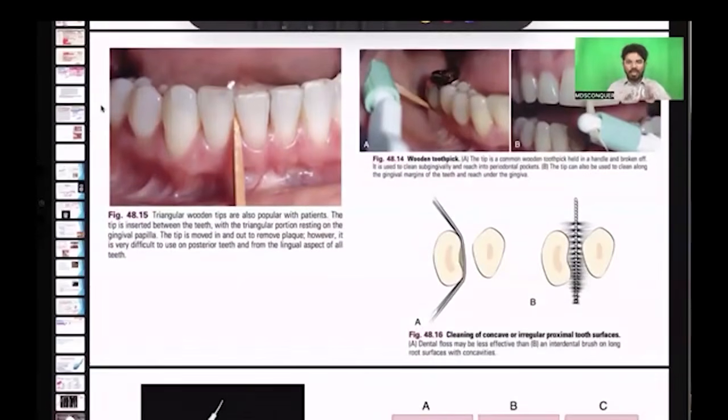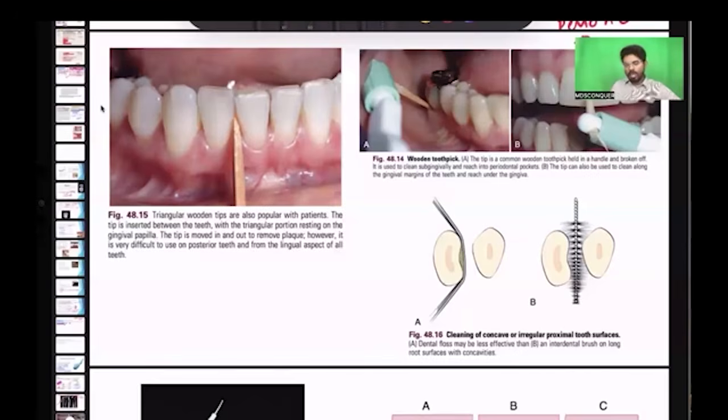Right. These are very simple, a few more diagrams from your Carranza. A triangular wooden toothpick is also so popular with the patients. The tip is inserted between the teeth with the triangular portion resting on the interdental papillae. The tip is moved up and down to remove the plaque. This is what most of the people will do. The second diagram is talking about the toothpick plus handle. This is called perio-aid.